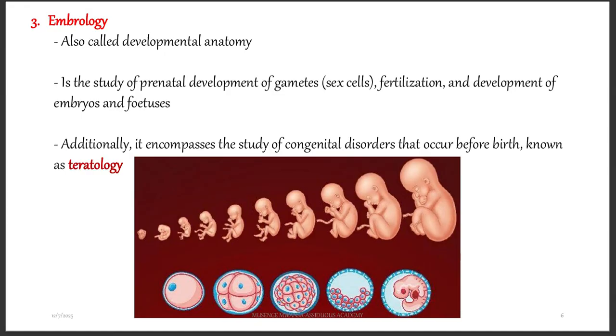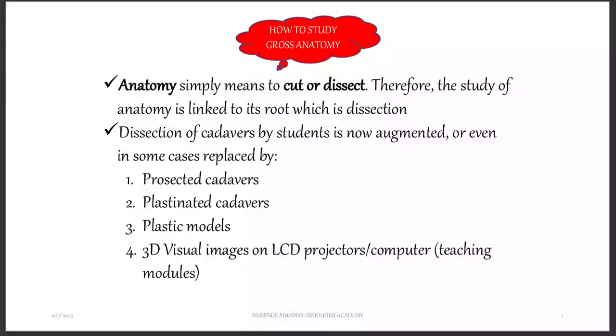So what can go wrong when you are studying embryology? We call that part teratology. So teratology, these are birth defects. What can go wrong during development? And then those are the components of human anatomy.